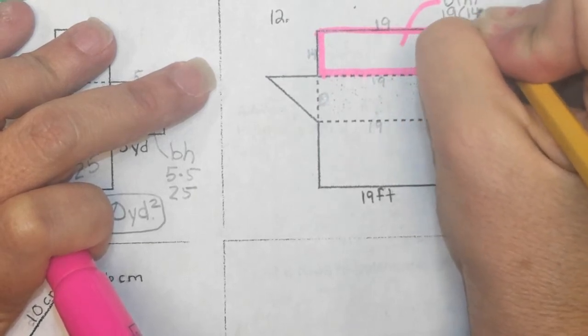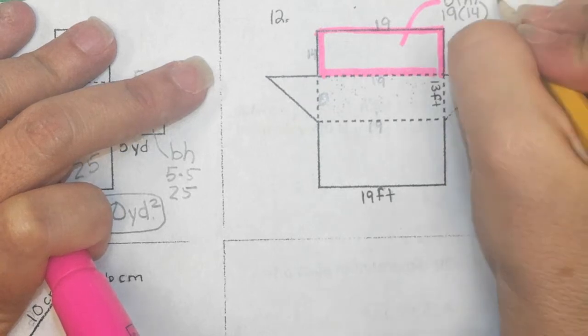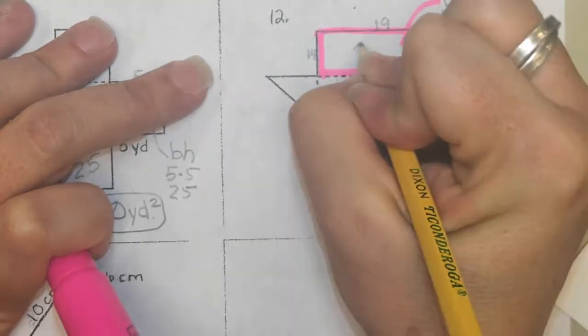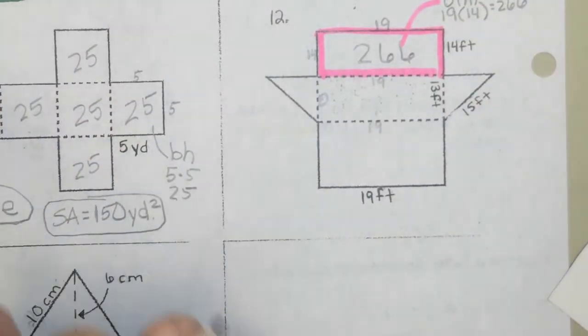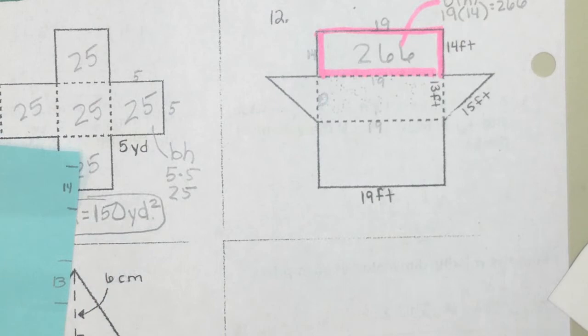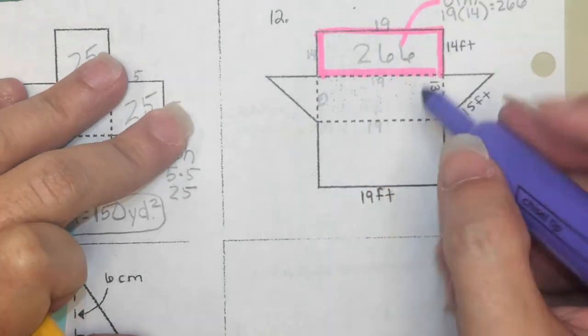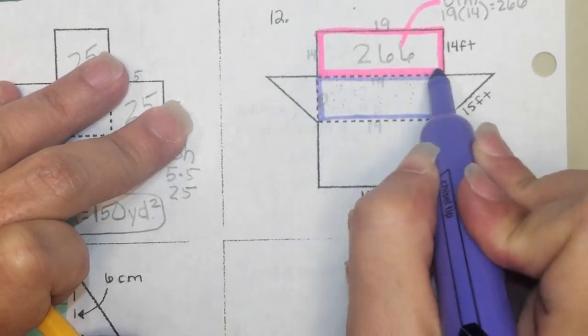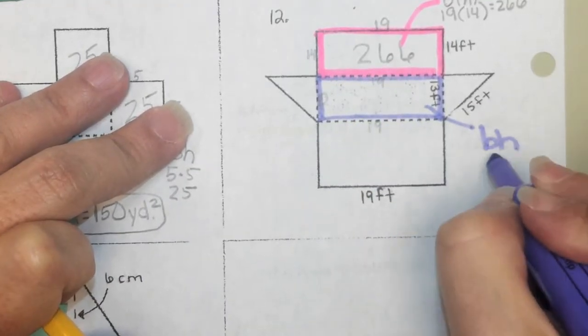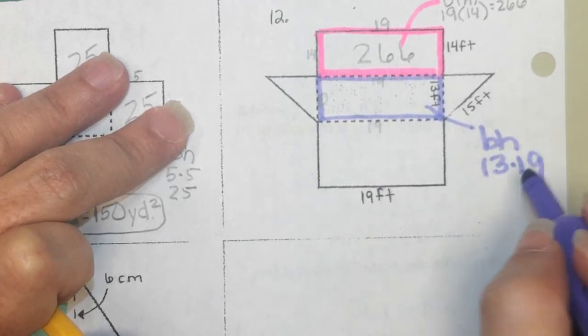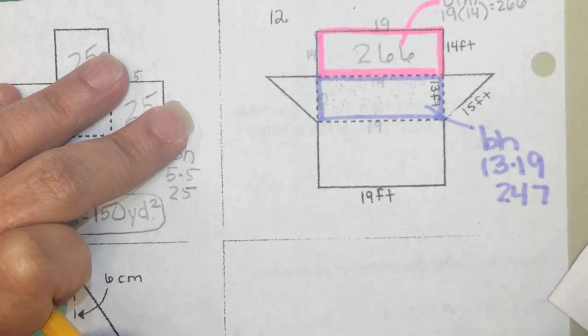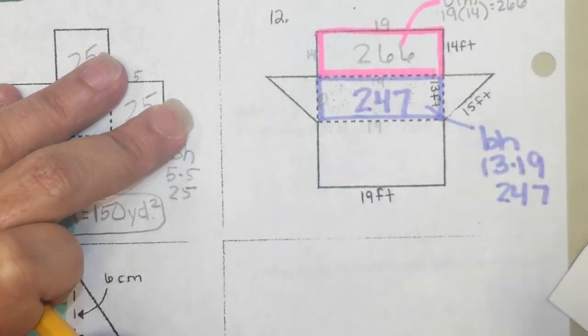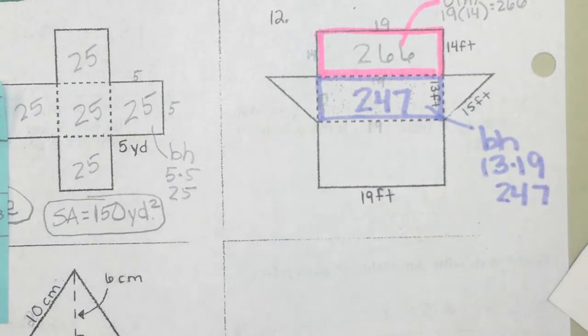19 times 14. And so I got 266. Okay. Just that box. Now, I'll go to the next one. Okay. I've got this one as a what? What's that wall? 13 by 19. So, base times height, 13 by 19, is 247. This one is 247 because that wall is 13, not 14. You got to slow down.